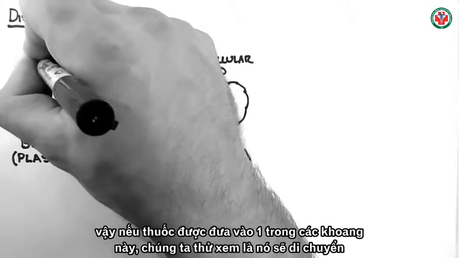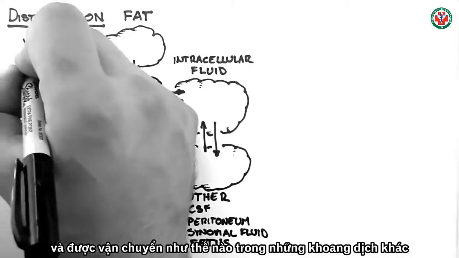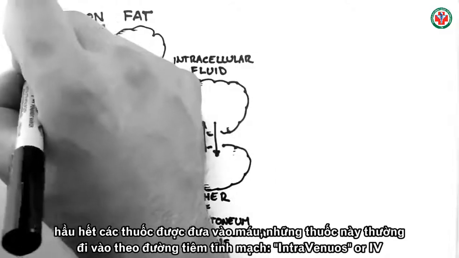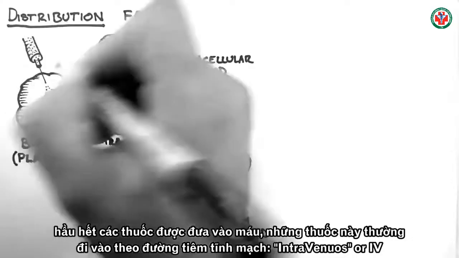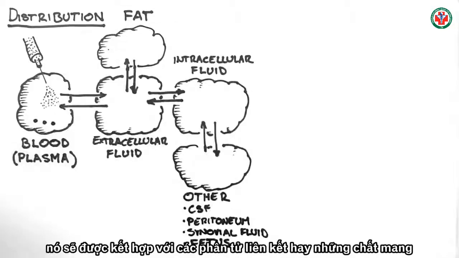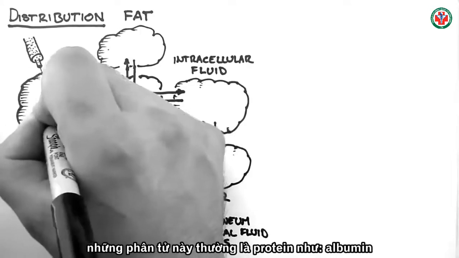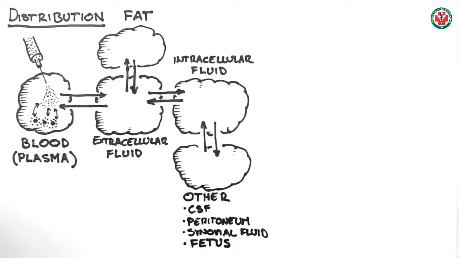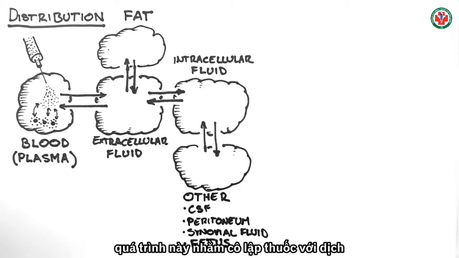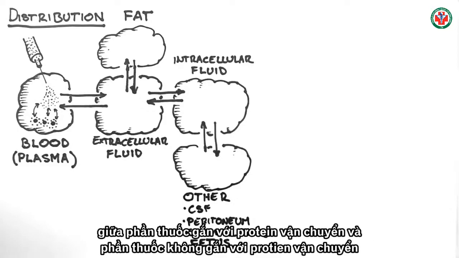So if a drug is placed into one of the compartments, we can see how it might move and distribute into other compartments. Often drugs are placed into the blood. These are drugs which are given intravenously. When a drug is placed into a compartment, it often associates with binding molecules. These binding molecules are often proteins such as albumin. This process sequesters the drug within the compartment, effectively increasing that compartment's storage capacity. And there is an equilibrium maintained between the bound drug and the unbound drug.